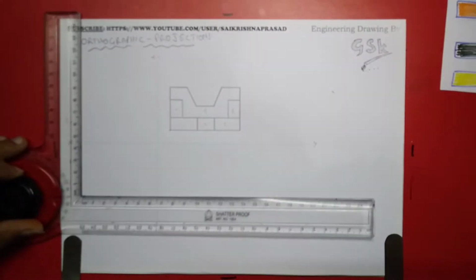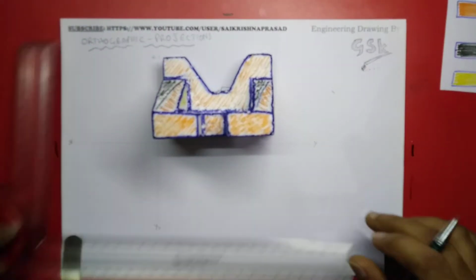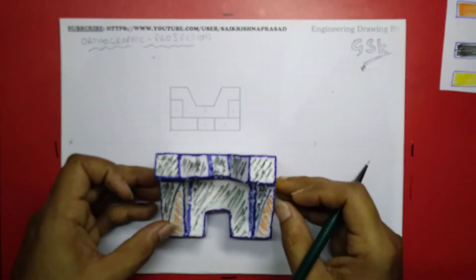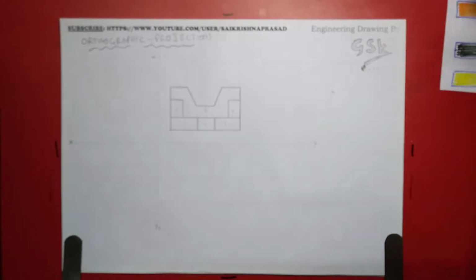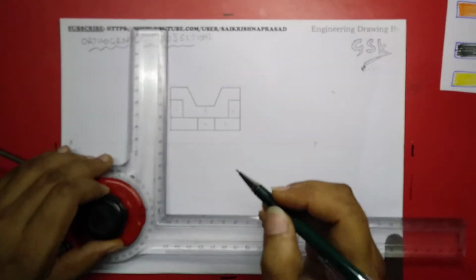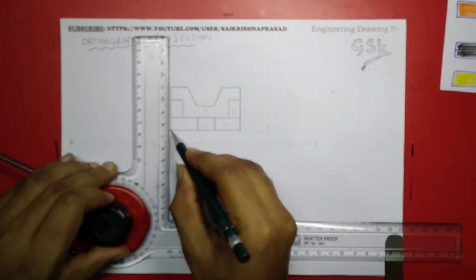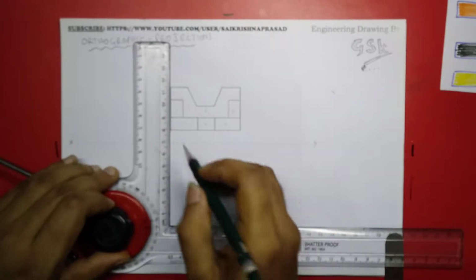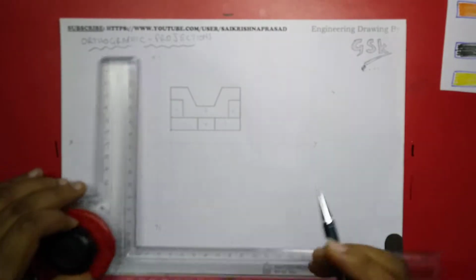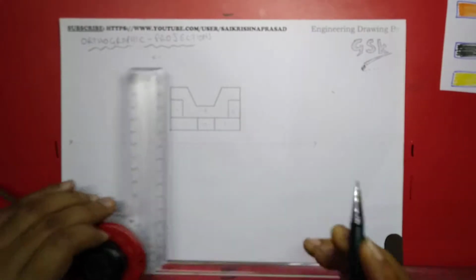Next I'll be projecting that. This is the front view. I'll be projecting the top view. For this I'll use projector lines. From each and every corner I have to draw the projector lines to the top view. From this corner, this corner.